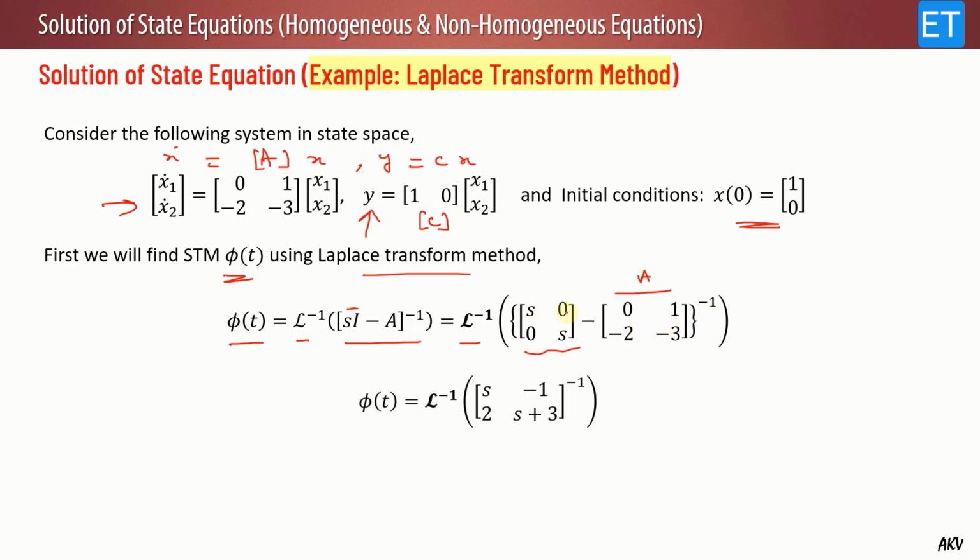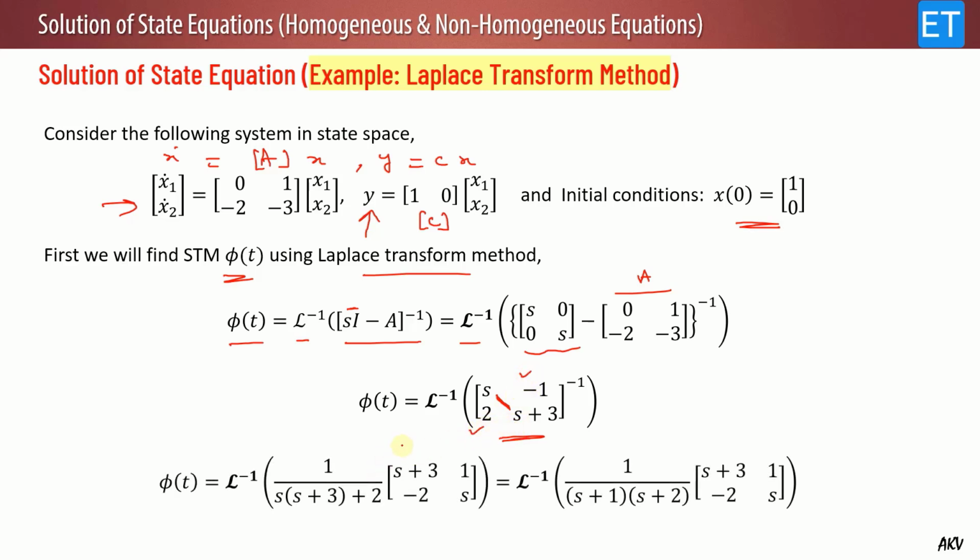So this becomes s minus 0 is s, 0 minus 1 is minus 1, 0 minus 2 is minus 2, and s minus minus 3 is s plus 3. So you get this matrix. Now you have to find the inverse of this matrix. Since it is a 2 by 2 matrix, the inverse is easy. You have to simply exchange the diagonal elements, change the sign of the off-diagonal elements, and divide it by the determinant. So it is easy.